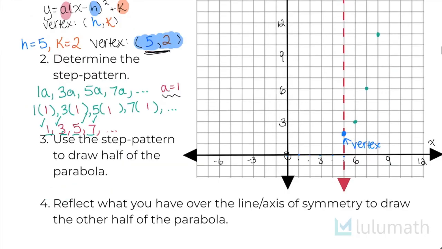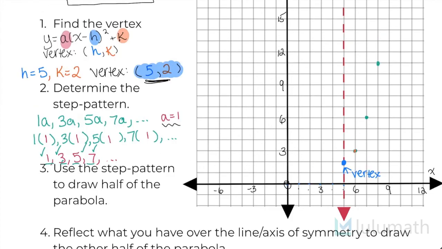The next thing I want to do is reflect what I have over the line or the axis of symmetry to draw the other half of my parabola. So from this point to my axis of symmetry, I would go to the left by 1. So I'll go to the left by 1 again, and I have my first point on the other side of my axis of symmetry.